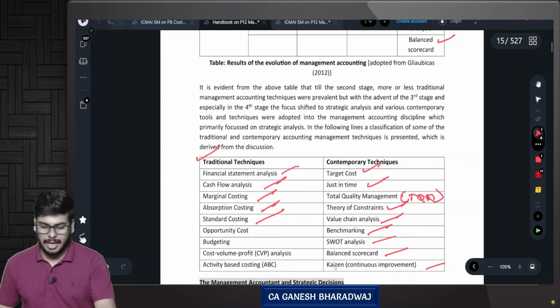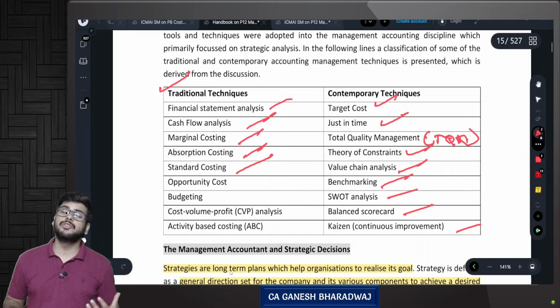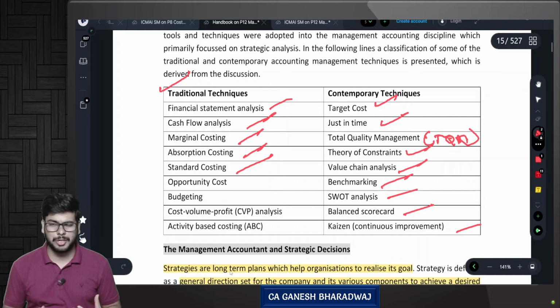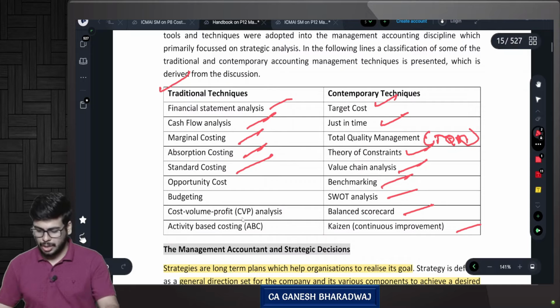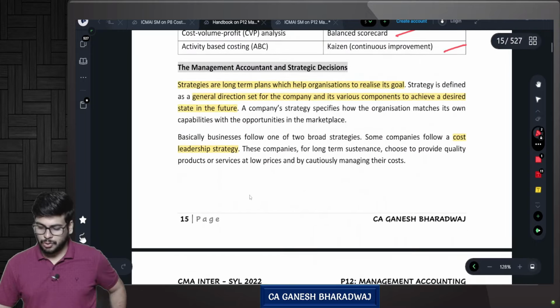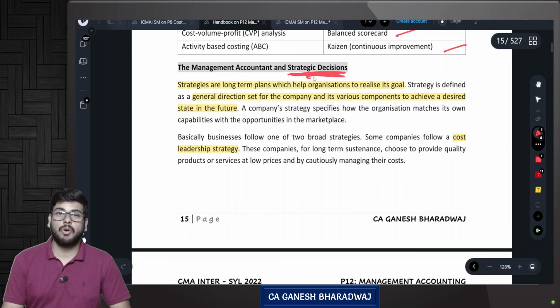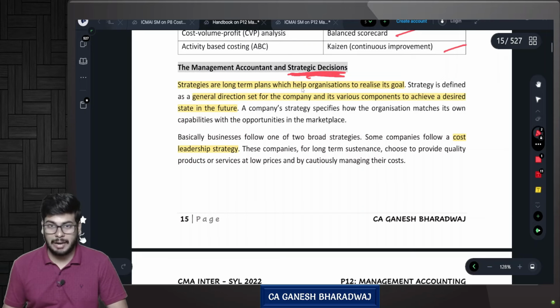So all these things are right now a new part of the new evolution of management accounting. So what are all these things? We will see that. That is what the subject is all about. Are you clear with this? Yes. And of course, if you look at this, the focus is now on strategic decisions and value creation.